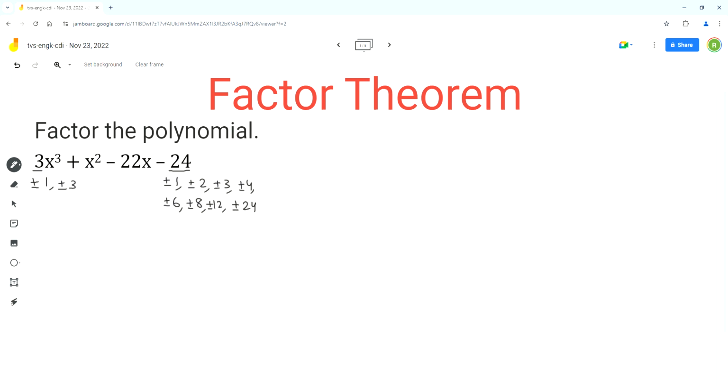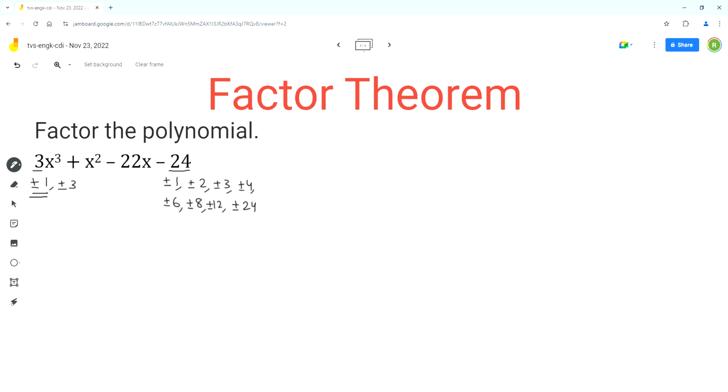Next, we have to find the possible x values that will make the value of this polynomial equal to 0 by dividing each factor of the number term by the factors of the leading coefficient one by one. So let's start by dividing the factors of 24 by plus minus 1.